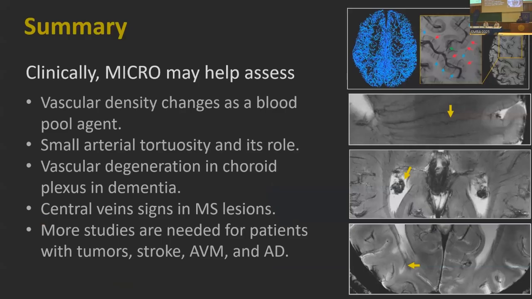So in summary, clinically, we think this may provide a novel way to assess vascular density, small artery tortuosity, and also choroid plexus changes. And more studies, of course, are needed for patients with tumors, stroke, AVM, and AD.